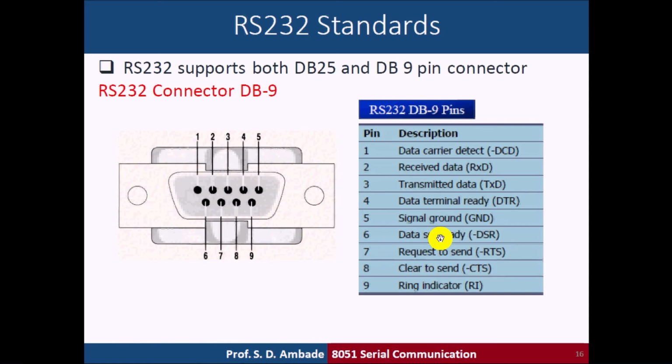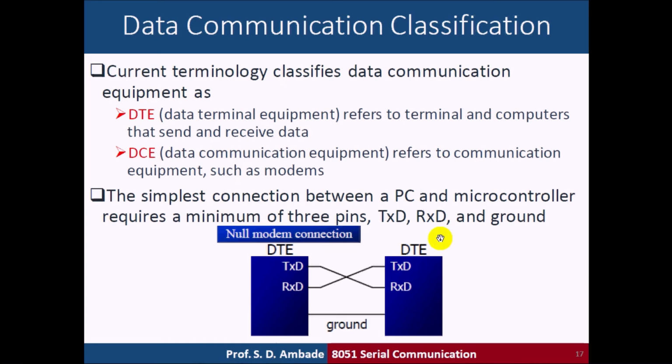7 for request to send, 8 for clear to send, and 9 for ring indicator. Data communication classification. Current terminology classifies data communication equipment as DTE, data terminal equipment, which refers to terminals and computers that send and receive the data. DCE, data communication equipment, refers to communication equipment such as modems.